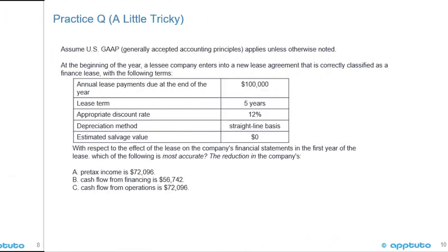Thank you. Okay, let's do a practice question. This one's a little bit tricky. Assume US GAAP applies unless otherwise noted. At the beginning of the year, a lessee company enters into a new lease agreement that is correctly classified as a finance lease with the following terms. The annual lease payments due at the end of the year is $100,000. The lease term is 5%. The appropriate discount rate is 12%.